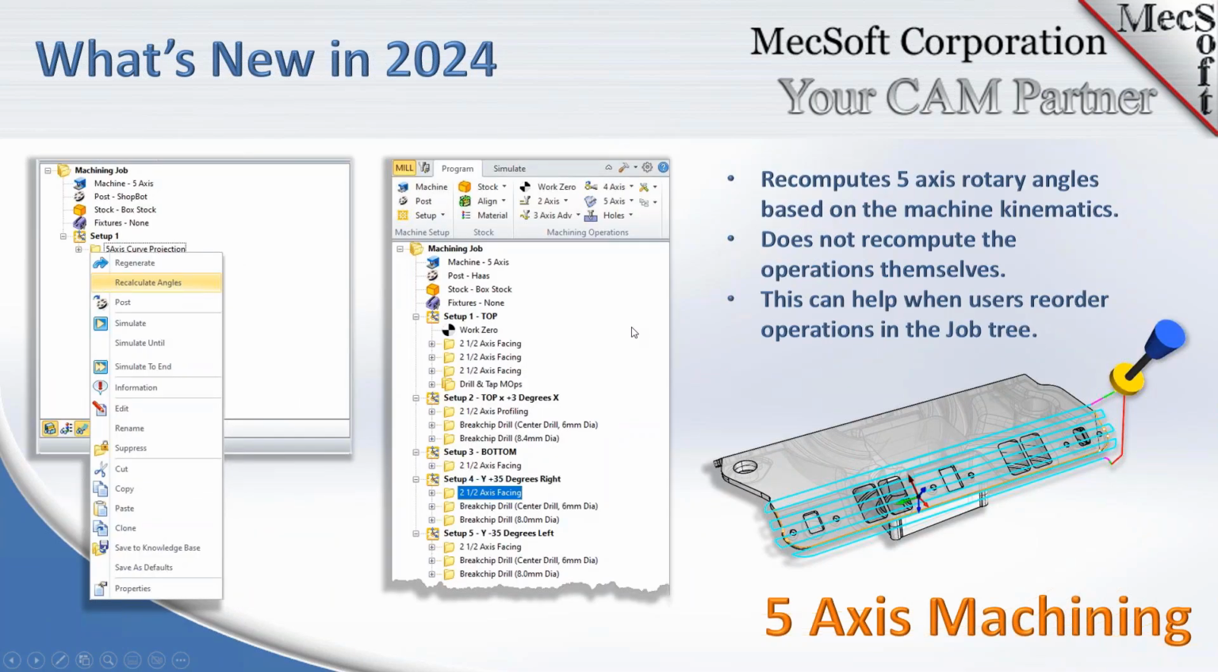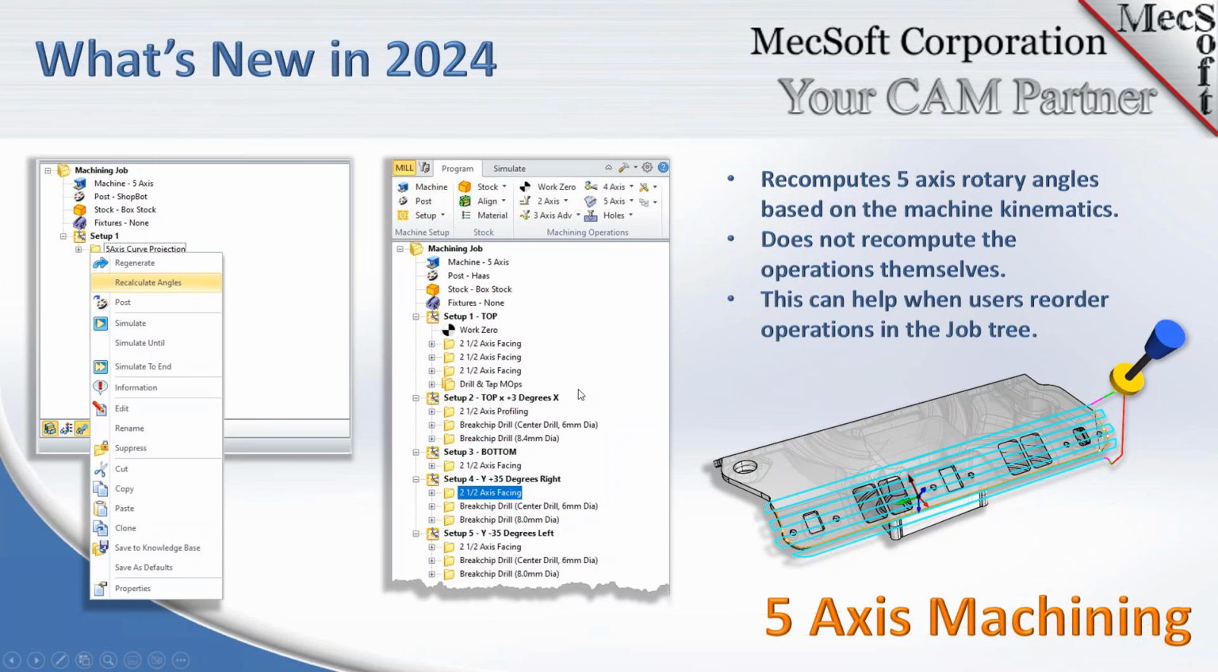Now this one here, it's a relatively minor enhancement, but it comes in really handy if you're doing indexed 5-axis operations. So you see this part over here on the right. We do some index machining, and each one of the setups here is an indexed position and 5-axis. So what we've added is the ability to recalculate the angles that the tool would take in order to get from each of these fixed positions. And we added that without the need to recalculate the entire machining job.